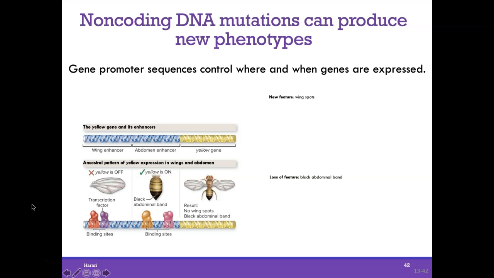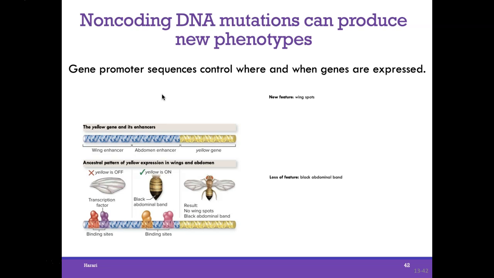Sometimes we can get variations in gene expression from changes in non-coding DNA, not necessarily the genes themselves. We know that there's only a limited amount of genes that actually encode for proteins. But there is non-coding DNA, like promoters and enhancers, that can control when and where different genes get expressed.